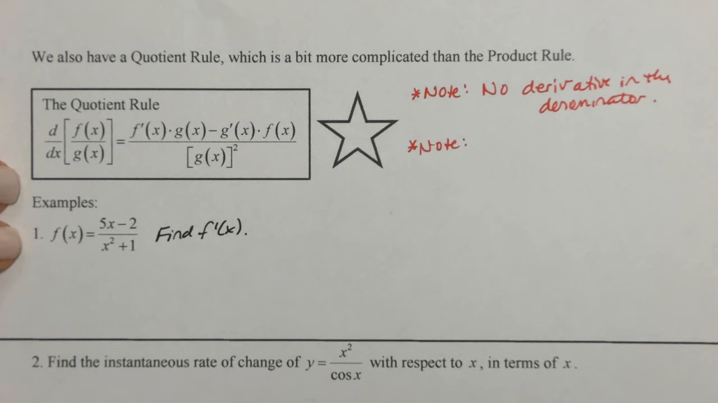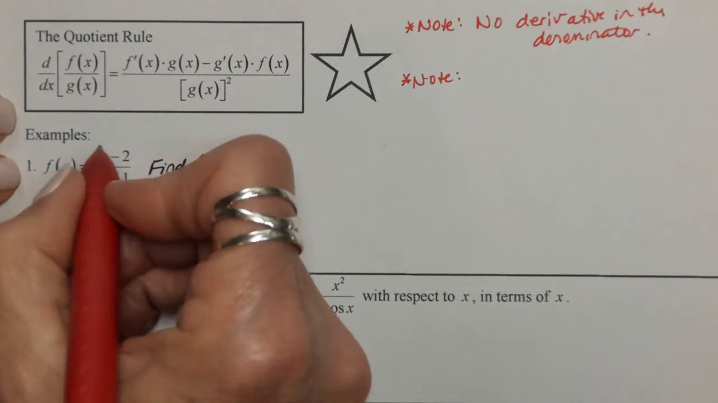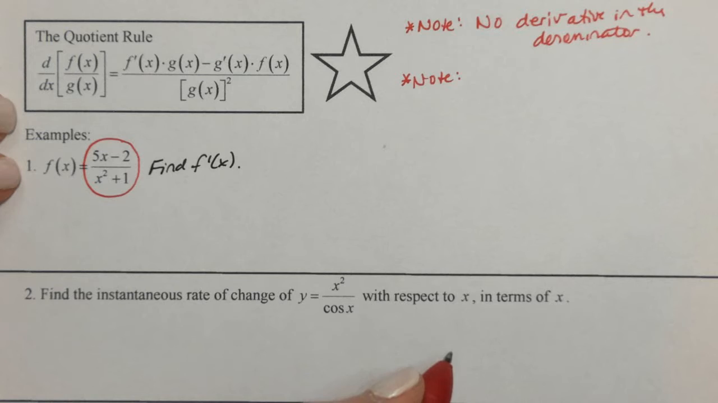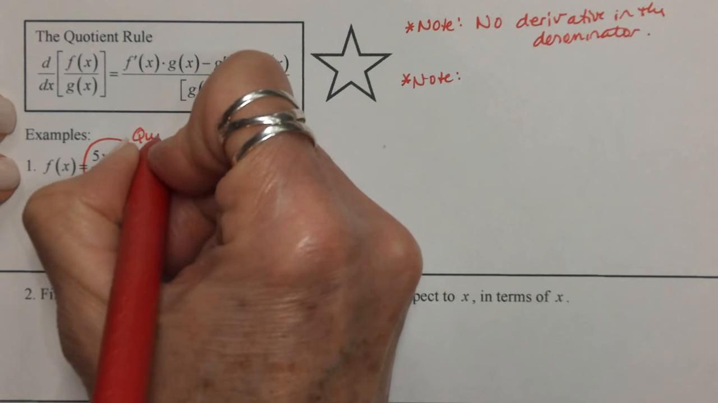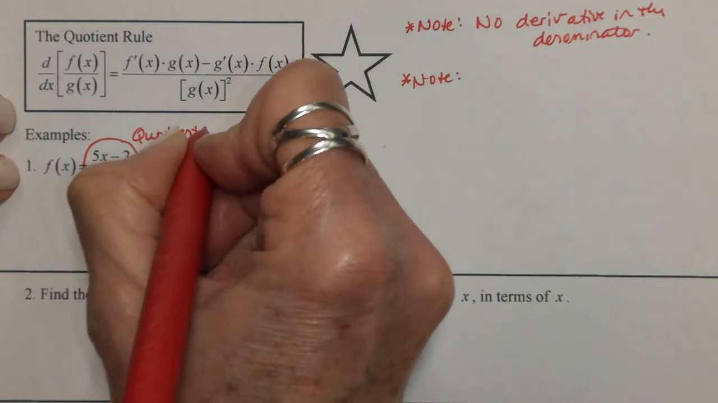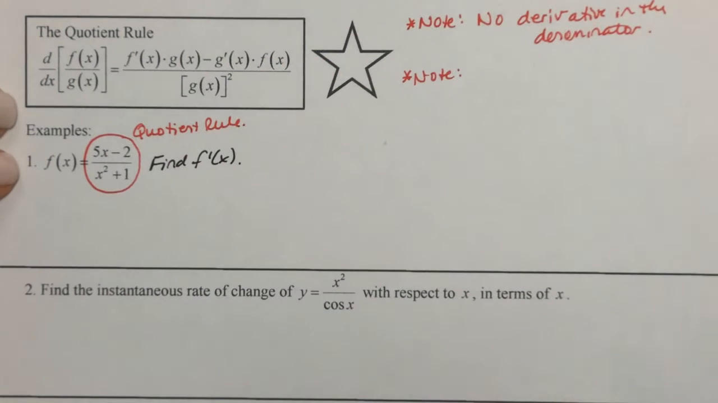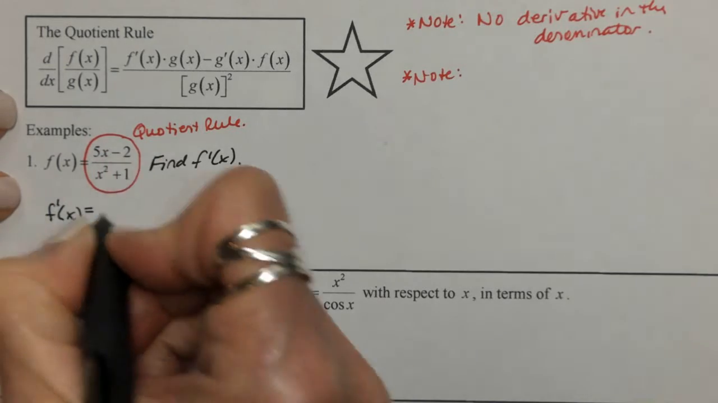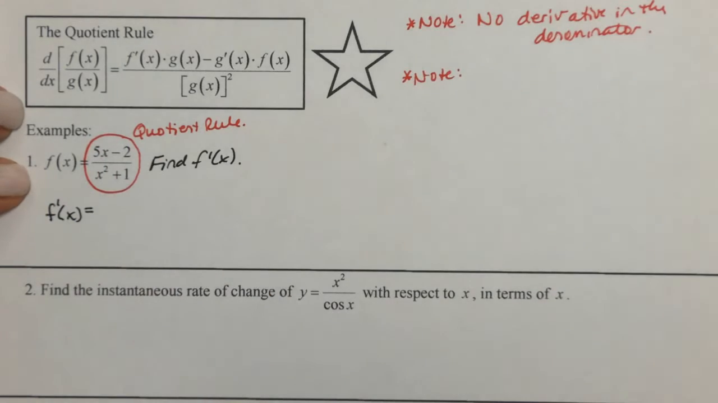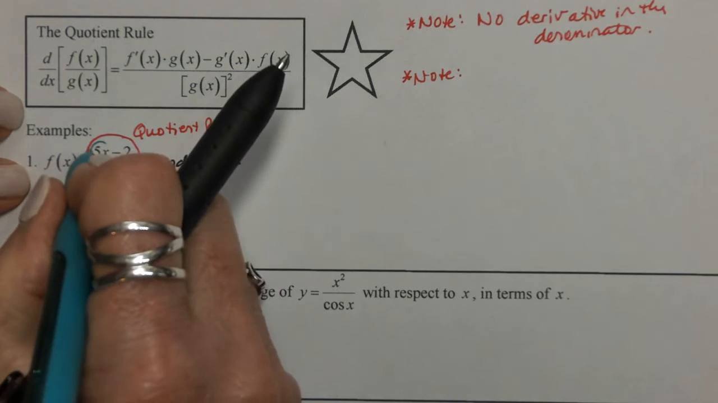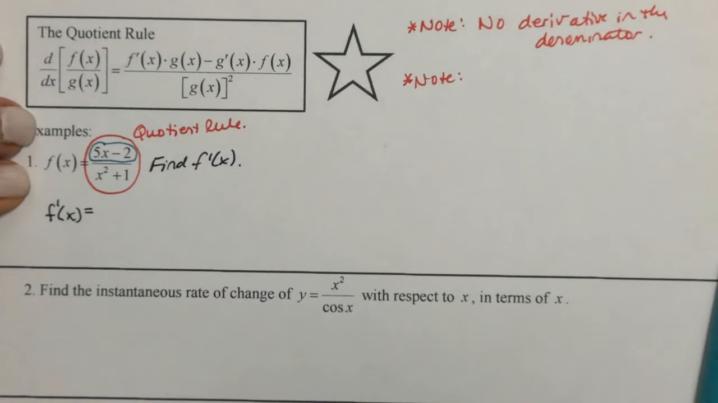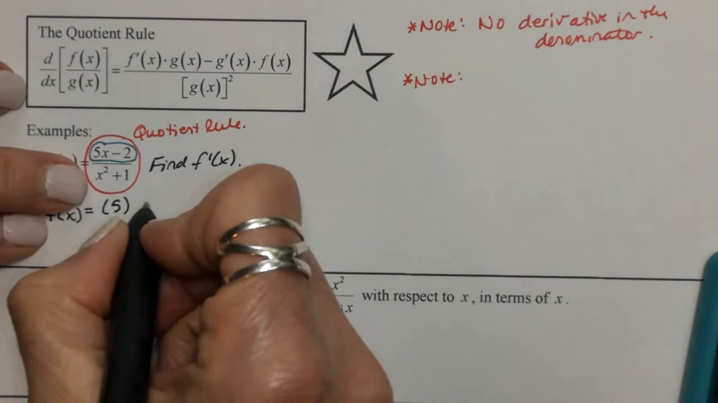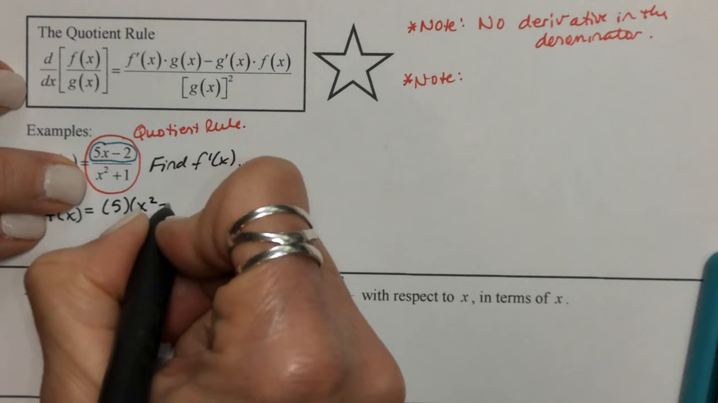So let's take a look at some examples. Example 1. First of all, this is a quotient because we're dividing two terms. So we are going to use the quotient rule. Okay, here's my thought on it. I'm finding f prime. Okay, I start on top. Start on top, take the derivative. The derivative of that is 5. Multiply by the bottom left alone. No derivative.